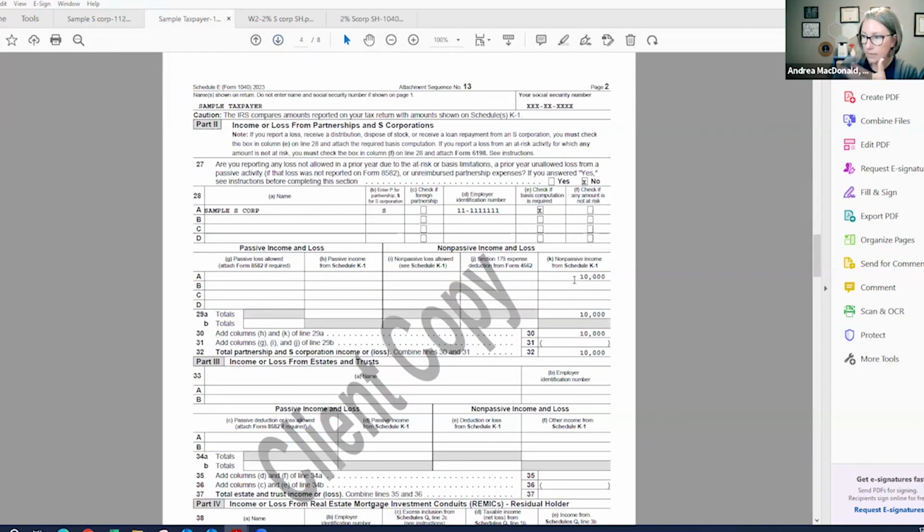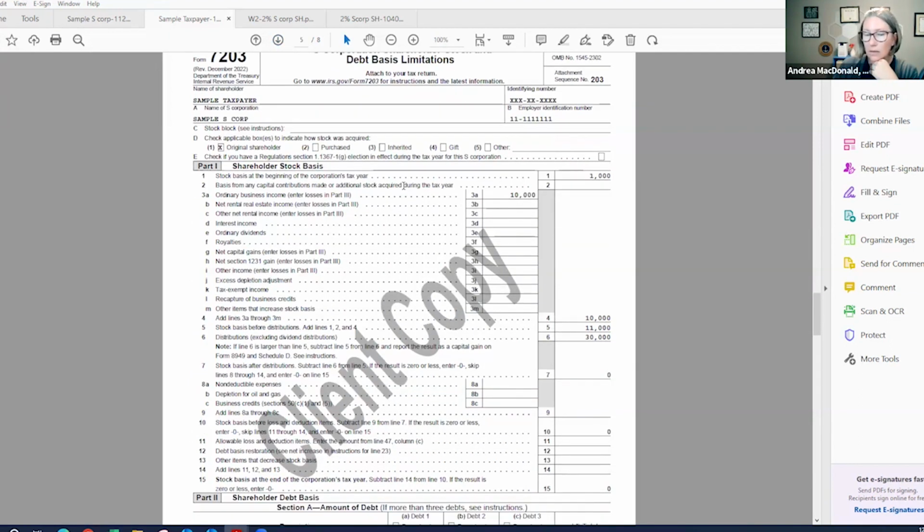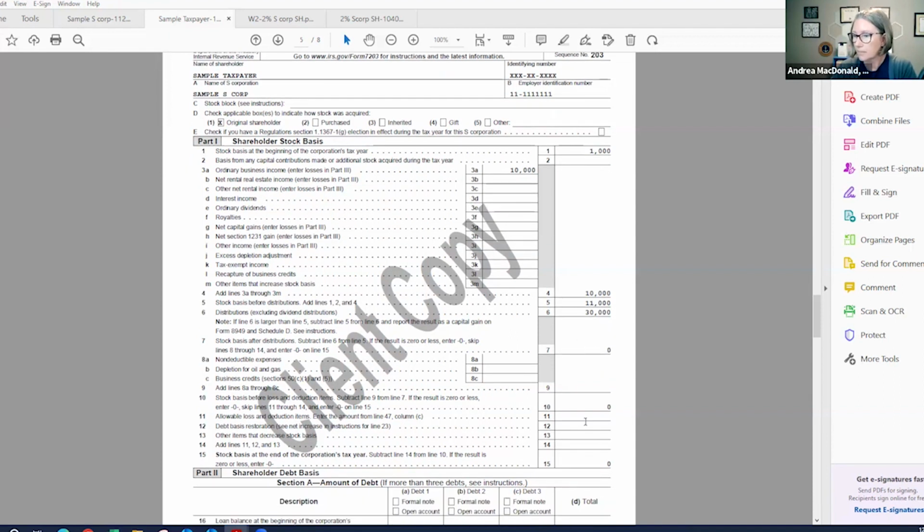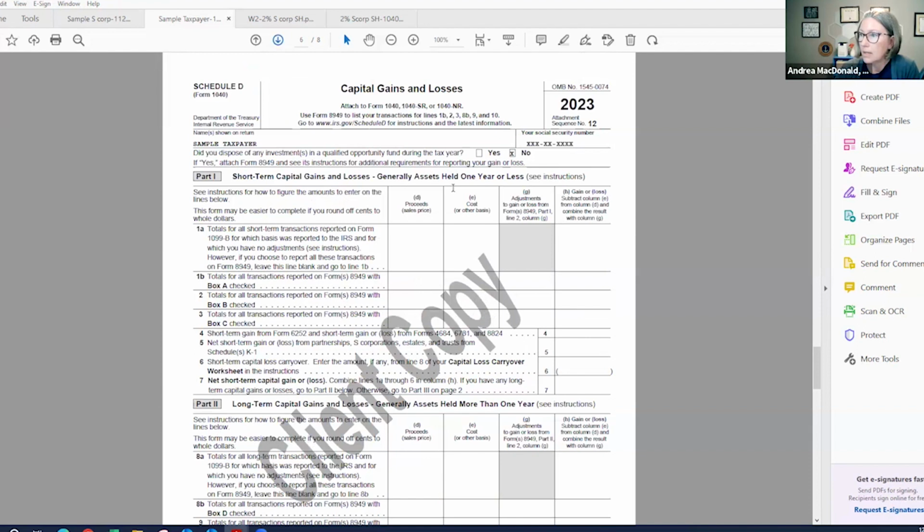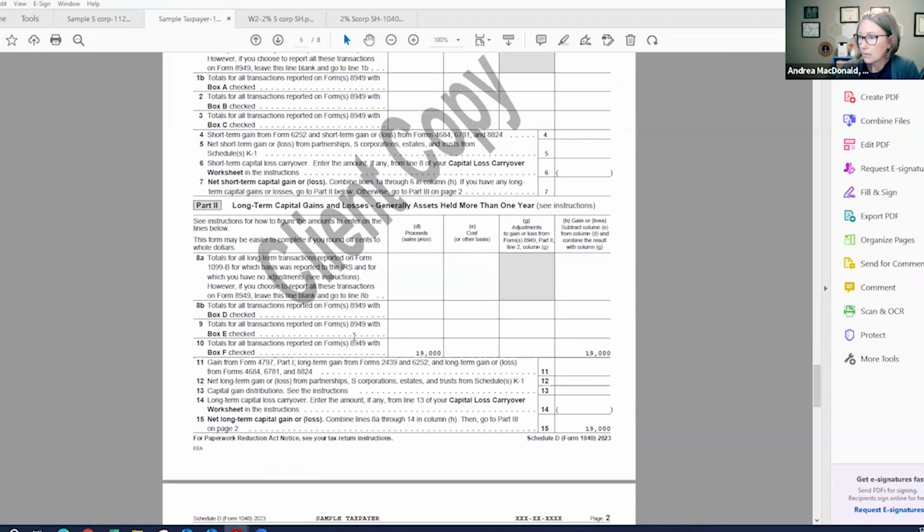Here's their Schedule E reporting the K1. Here's their 7203, their basis schedule showing that $1,000 starting basis, $10,000 of net income, total basis of 11,000, distributions of 30, right? That should match back to the basis schedule that came with their K1. Stock basis at the end of the corporation's tax year is 0. Then what you're going to have is a Schedule D reporting $19,000 of long-term capital gain.